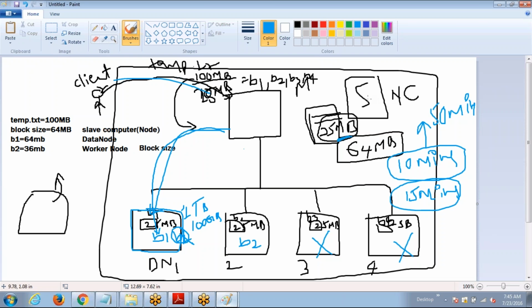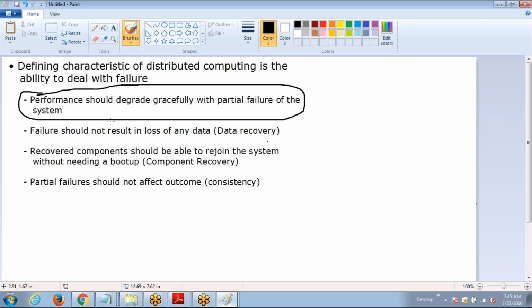If my 5 node cluster is working, I take 10 minutes. If 2 data nodes are not working, probably 15 minutes. It should always be proportionate. That's what I meant: the performance should degrade gracefully. It may go down proportionately, not like a spike. This 10 minutes is with the 5 node cluster. If one computer is not working out of your 5 node cluster, it should not take 50 or 60 minutes. That is not the case.